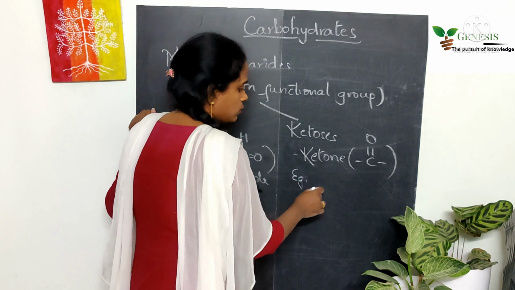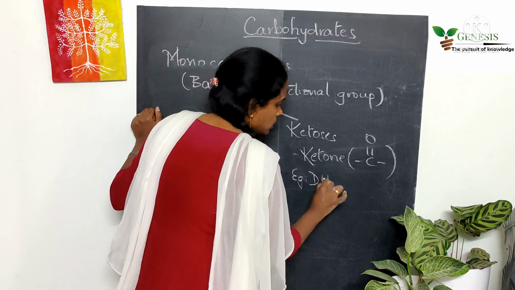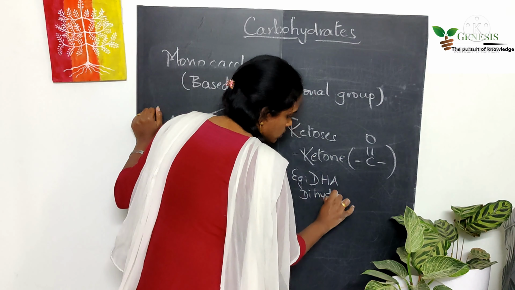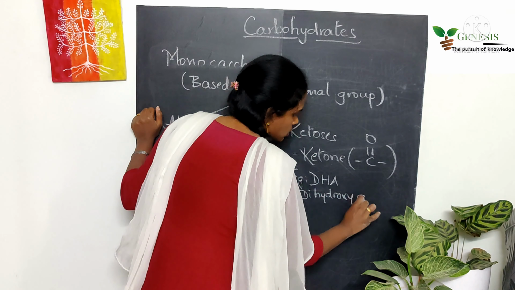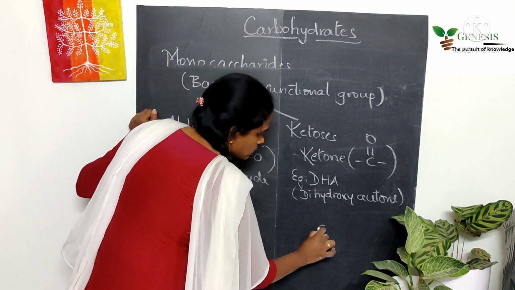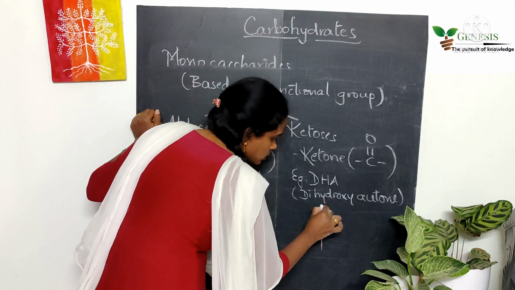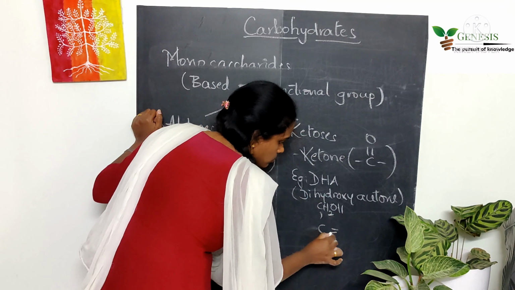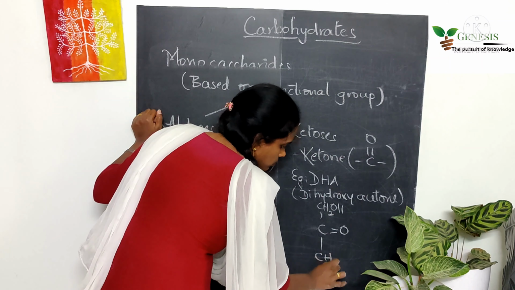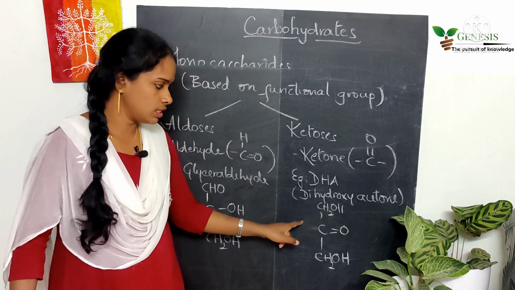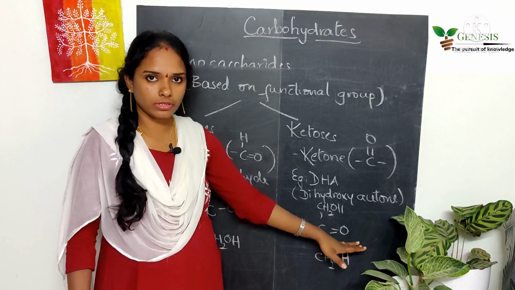And the example for ketoses is dihydroxyacetone. If you see the structure of dihydroxyacetone, it contains ketone as the functional group.